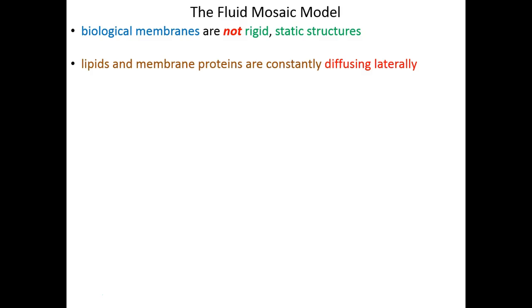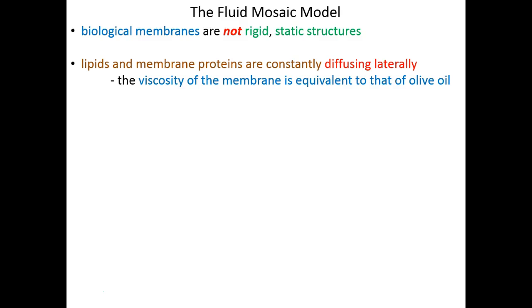So this leads us now to the fluid mosaic model. As we've already said, even for the most rigid membranes, membranes are not completely static, completely rigid structures. They are dynamic and constantly in motion. In fact, lipids and membrane proteins are constantly diffusing laterally, and that means moving side to side and front to back. As I've already told you, the viscosity or the density of the standard eukaryotic membrane is about that of olive oil, and so there's a great deal of fluid movement.